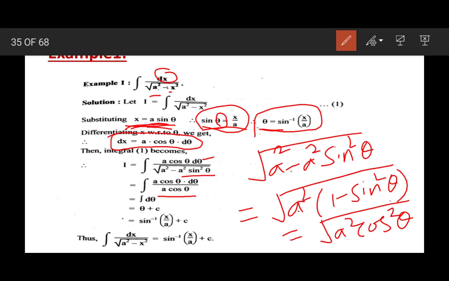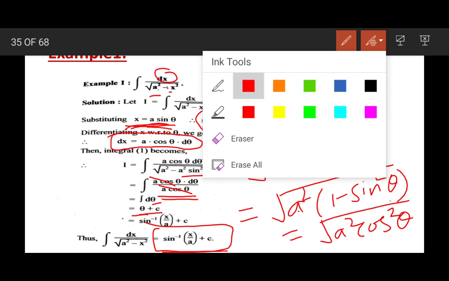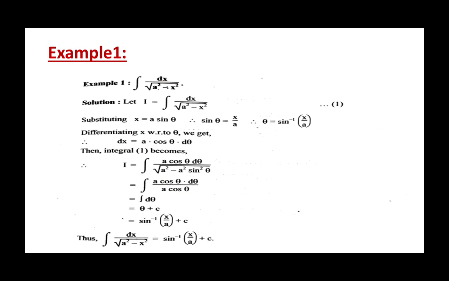Okay, so the numerator is a cos theta d theta, the denominator is a cos theta, and a cos theta cancels, so it will be only the integral of d theta, meaning the integral of 1 d theta. So the integral of 1 with respect to theta is theta, so theta plus c. But theta is sin inverse x upon a. So the final answer is sin inverse x upon a. Okay, so these are some special types of substitution which come under the method of substitution.